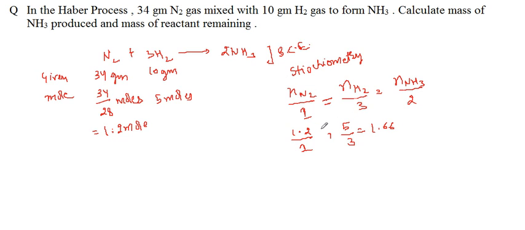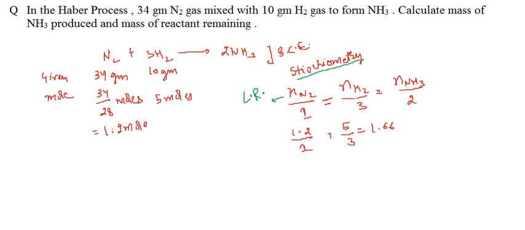So which is less, 1.2 or 1.66? 1.2 is less, so here nitrogen is the limiting reagent. They both should be equal according to stoichiometry, but nitrogen is less, 1.2 versus 1.66, so it is the limiting reagent. Now we need the mass of ammonia produced and the mass of reactant remaining.